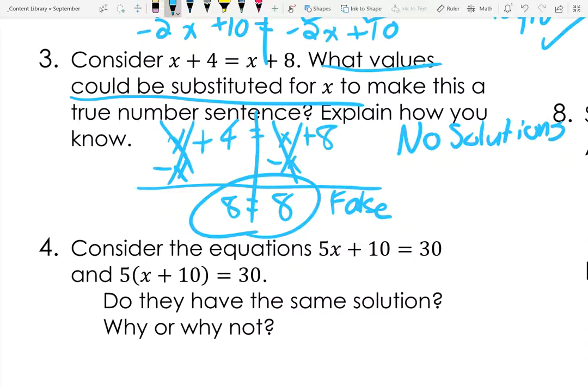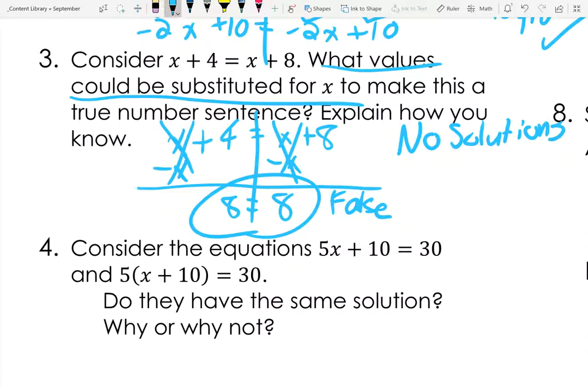If it was, and it was a true statement, then it'd be the opposite. It would be all solutions. It'd be infinitely many solutions. And that's because the x's would still cancel out. The x's would still be irrelevant, so they wouldn't mean anything, but I would always have a true statement.